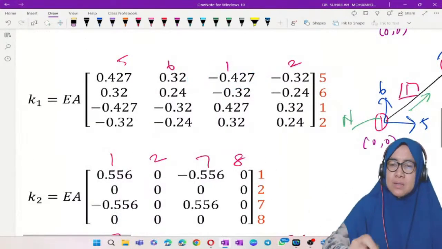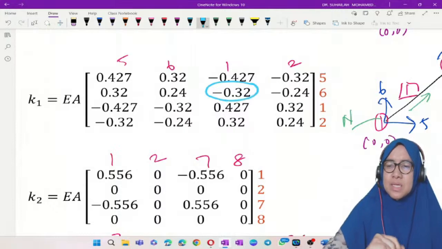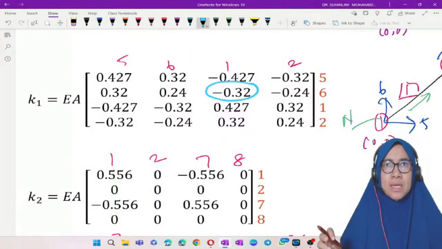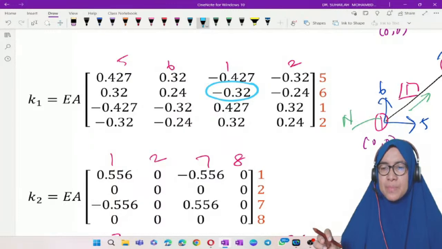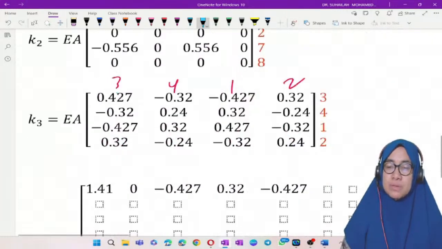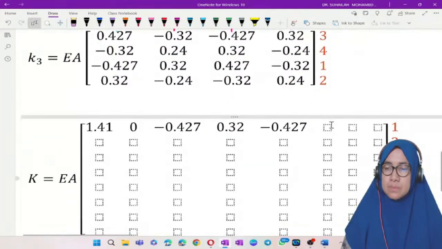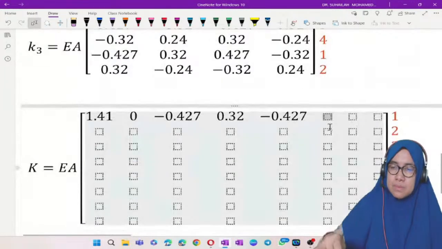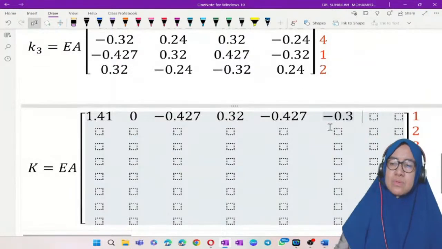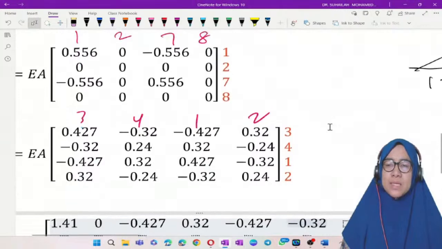1,6 and 6,1 are the same. It is negative 0.32. And then 1,7.